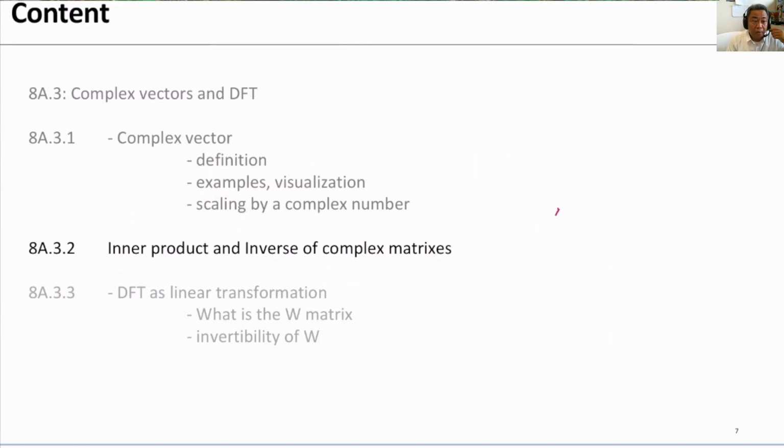Welcome back. We are now going to talk about inner products and inverse of complex matrices. What does inner product reveal? Well, let us have a vector v, and then we now know how to add vectors with each other. v1 and v2, assuming they are vectors, we know how to add them. We also know how to multiply a scalar with a vector.